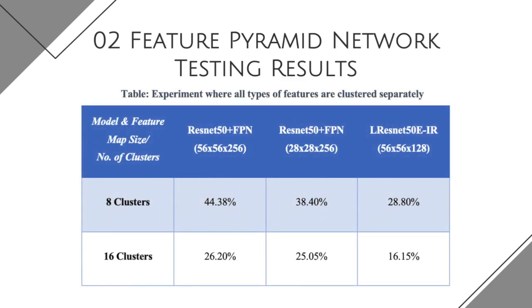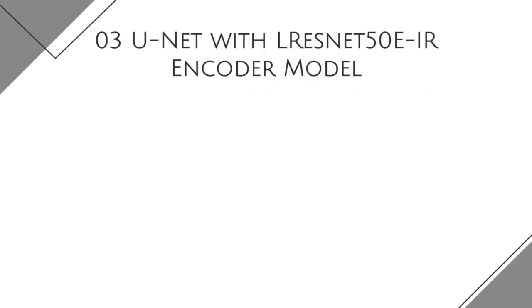Here are the percentage scores. As we can see, the scores for the CNN plus FPN model are better than the LResNet scores. However, the difference is not very high for us to conclude that this current FPN model will be able to outperform the existing occluded facial recognition methods. Therefore, we need to come up with better ways to improve such a model. With this, we move forward to the third technique, which is the UNet plus LResNet 50 IR encoder model.